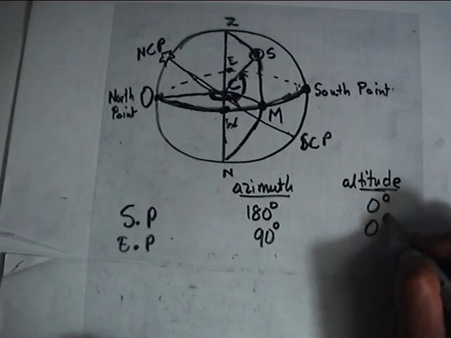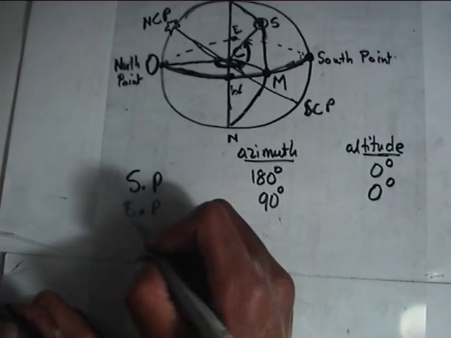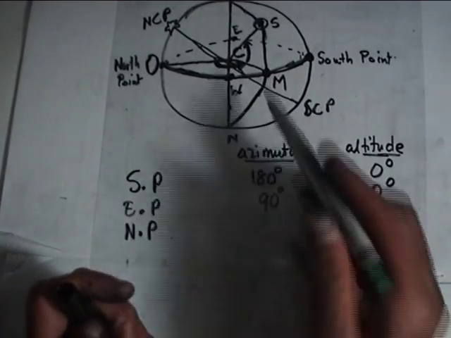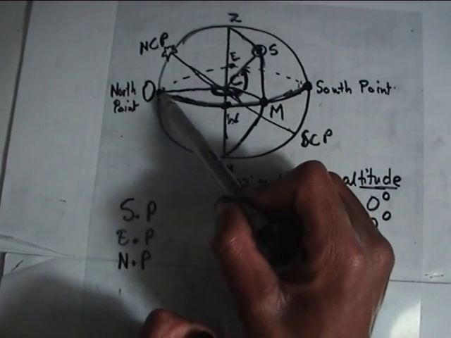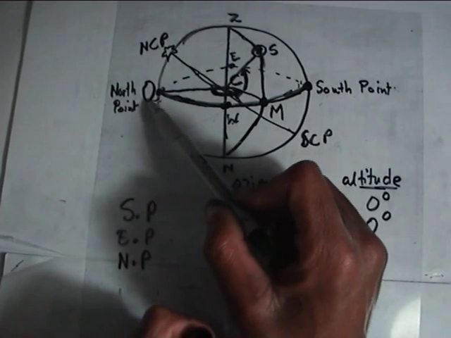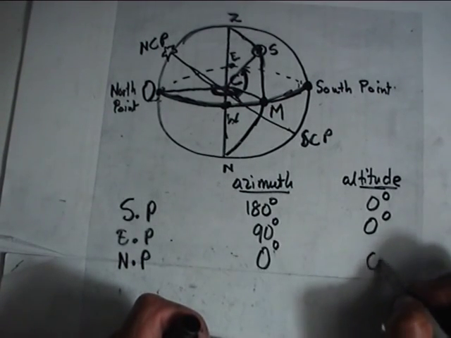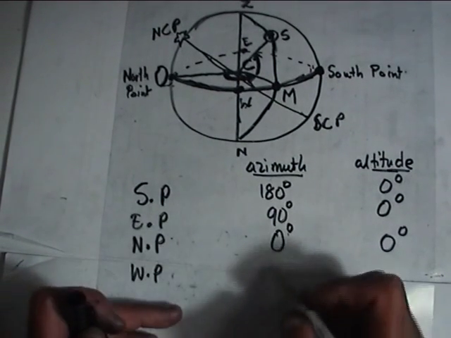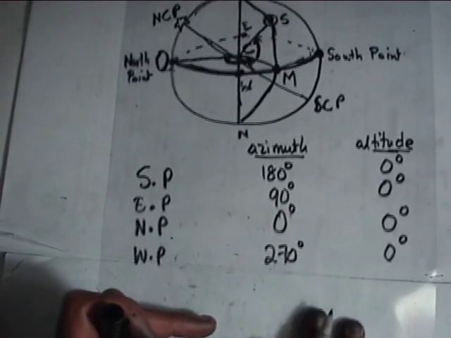So this one will be 0 degrees altitude because they are points on the horizon. And then the north point, depending on where the person is, this person is in the northern hemisphere. So his north point is here, and it's coinciding with the origin. So this one will be 0 degrees, and then his altitude will be 0 degrees. Then the west point is 270 degrees, and the altitude is 0 degrees.